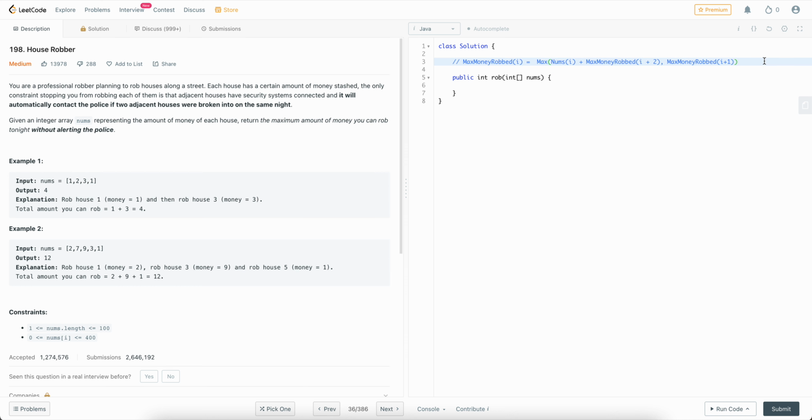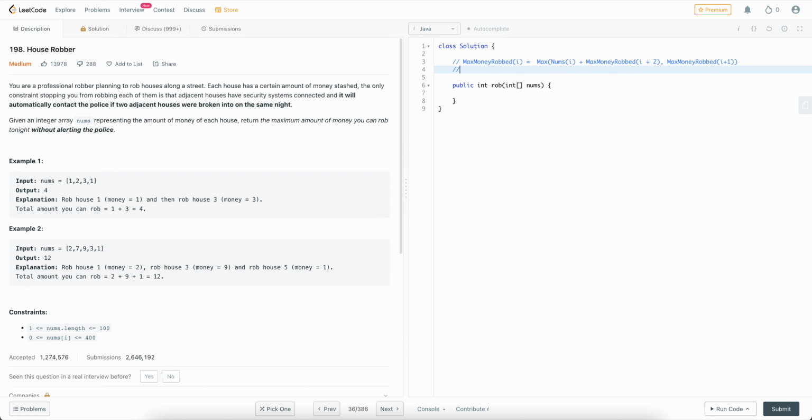houses robbed. And so now if you look at this equation, we have max money robbed at I. So at the end of the day, we just have to return max money robbed 0. But in order to get max money robbed 0, we need max money robbed 1 and max money robbed of 1 plus 2, which is 0 plus 2, which is 2, which we don't have. So the idea is we'll first compute the max money robbed at the end, right?